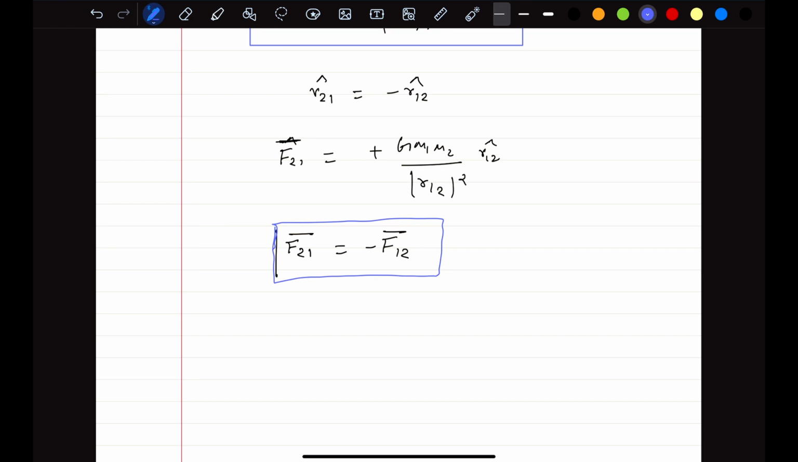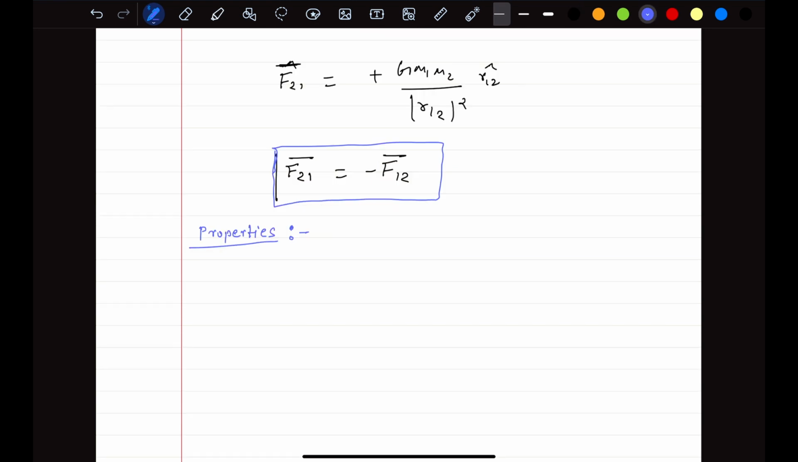Okay, so now let's discuss some of the properties related to the Newton's law of gravitation. So first of all, Newton's law of gravitation can only be applied for the point masses right now. So we cannot apply it for the distributed masses. There we may need to use some other technique for the calculation. So it's only applicable for 2 point masses.